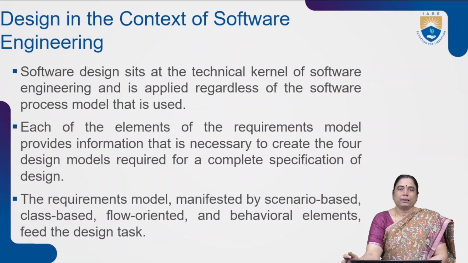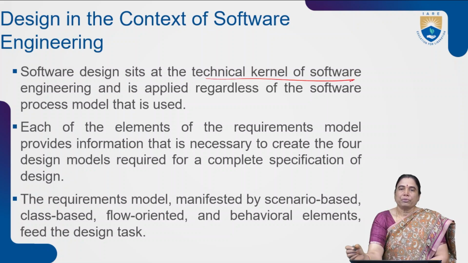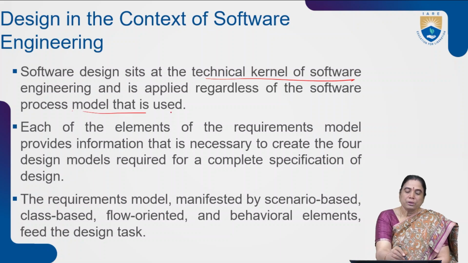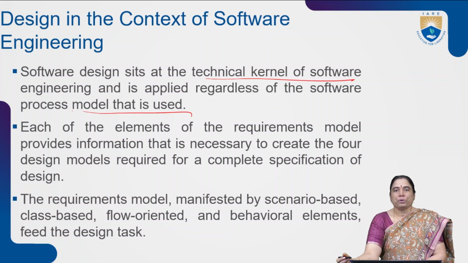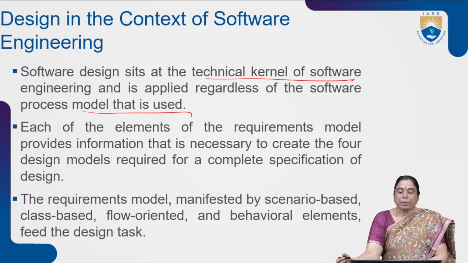What is software design in the context of software engineering? Software design sits at the technical kernel of software engineering. All the technical details, functionalities and features must be represented in the software design, and it is applied regardless of the software process model that is used. For the development of software, we can use a variety of process models like the waterfall model, spiral model, incremental model, and RAD model. Apart from this, the software design produces the technical features of the software.